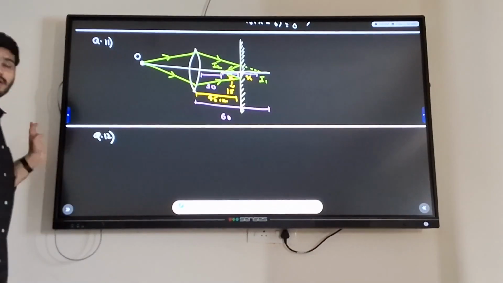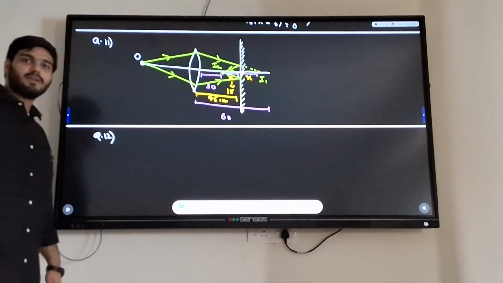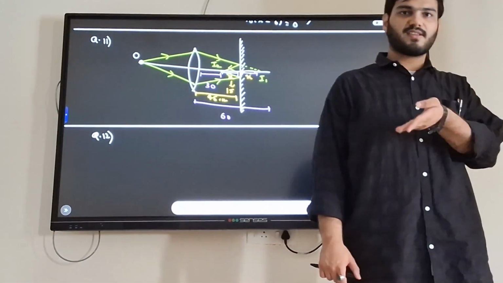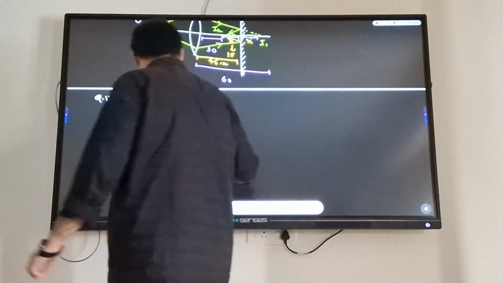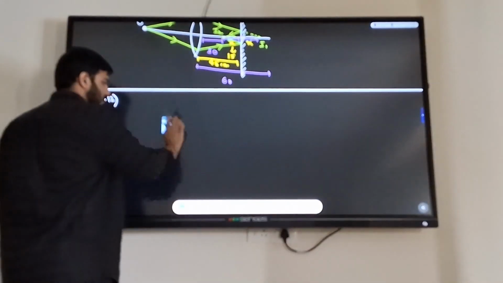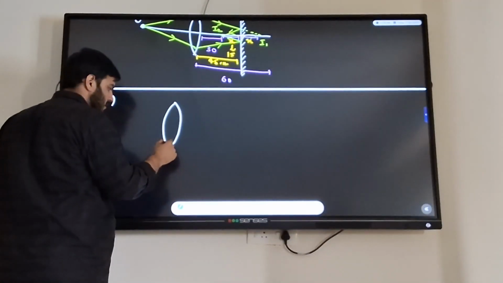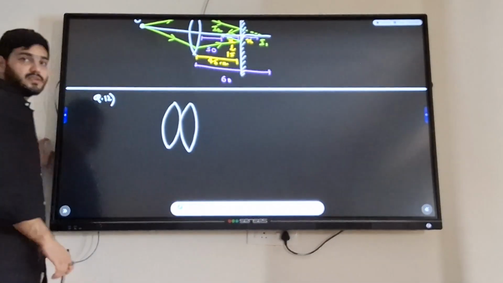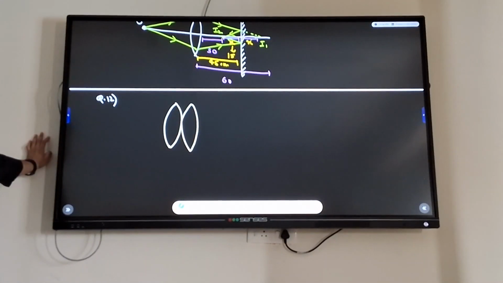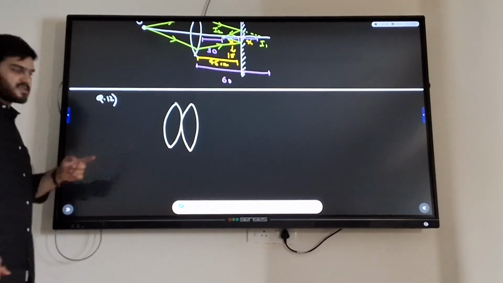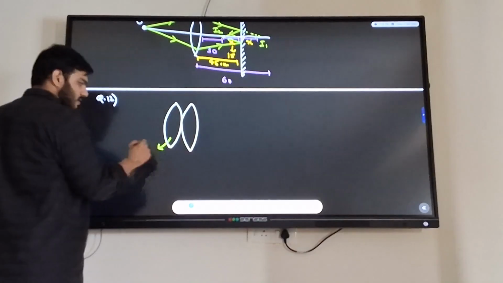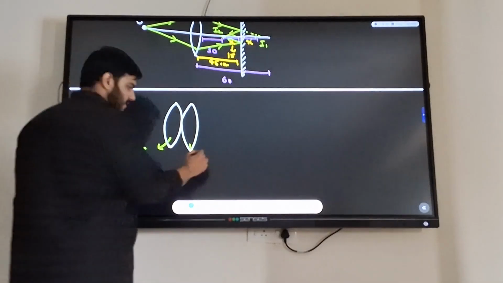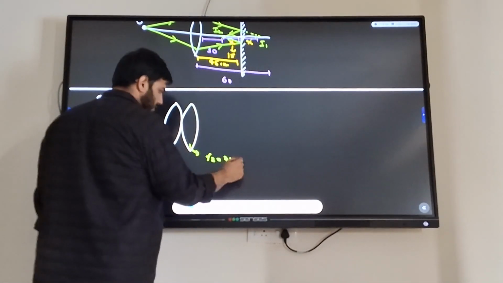Question number 12. What is mentioned in question number 12? That you have two equiconvex lenses. Equiconvex meaning the radius of curvature for both the surfaces is going to be the same. So you have two lenses, L1 and L2, and their respective focal lengths are given. The focal length here is 30 centimeter, that's F1. And here, 70 centimeter, let's call it F2.